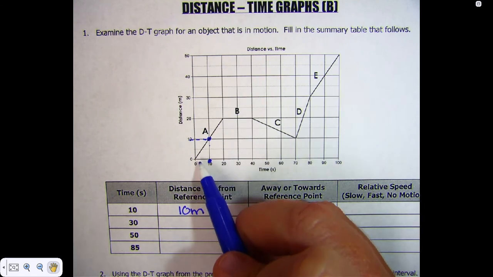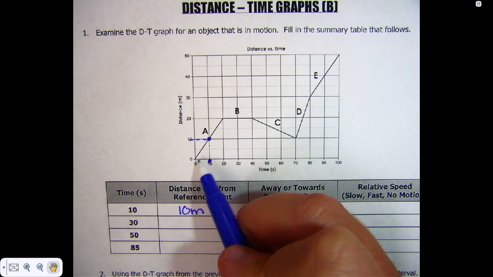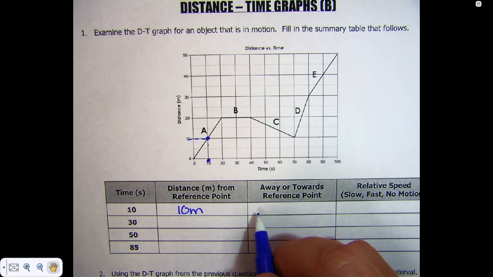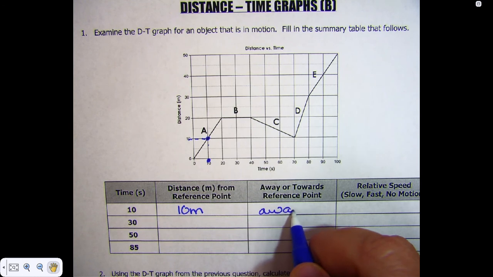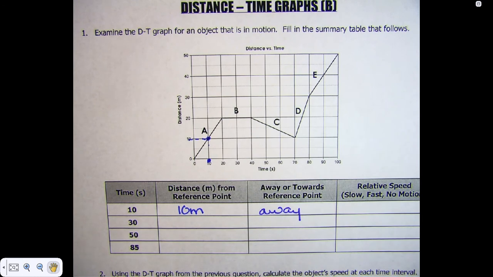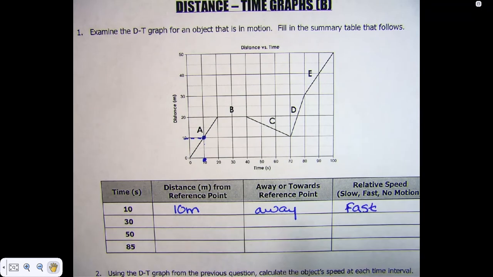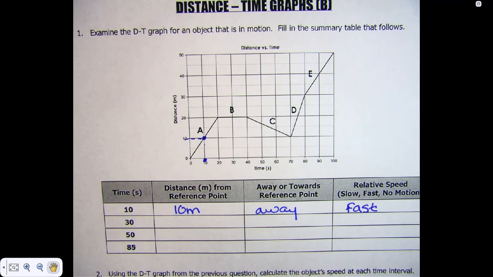Okay, and this line is going up. So is it moving away or towards the reference point? If it's moving up from left to right, it's moving away. Is it moving fast or slow or no motion? Well, this would be moving fast if we compared it to other ones. Okay.